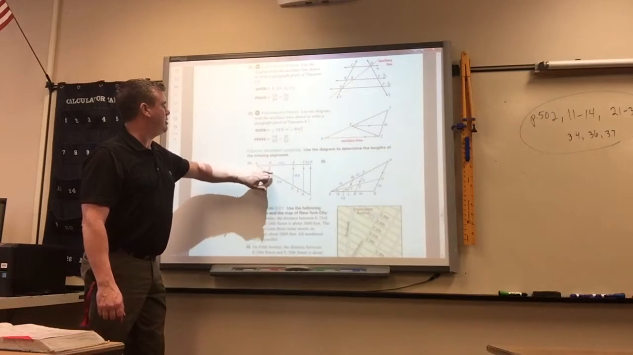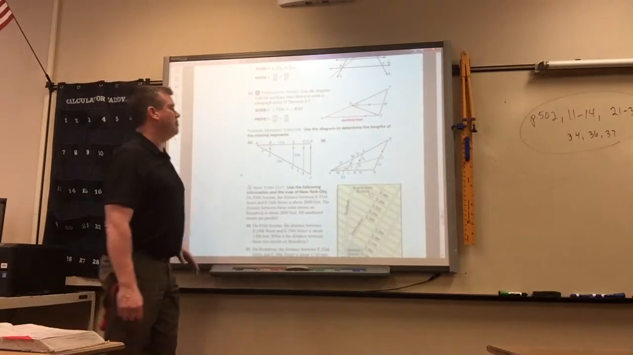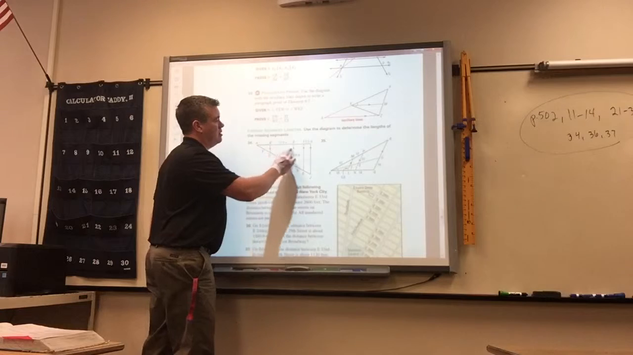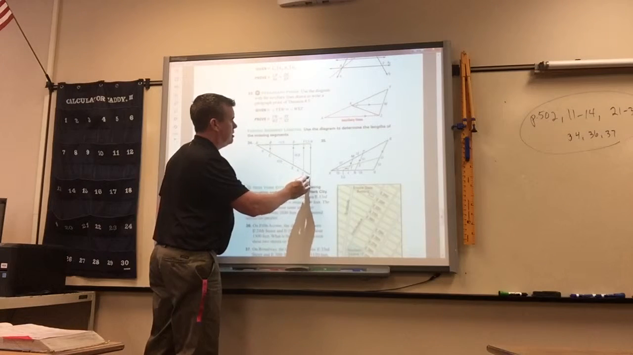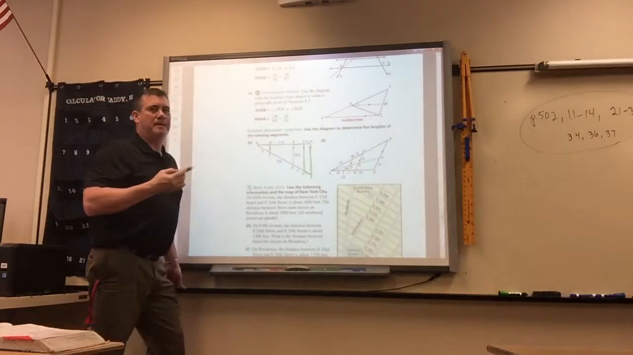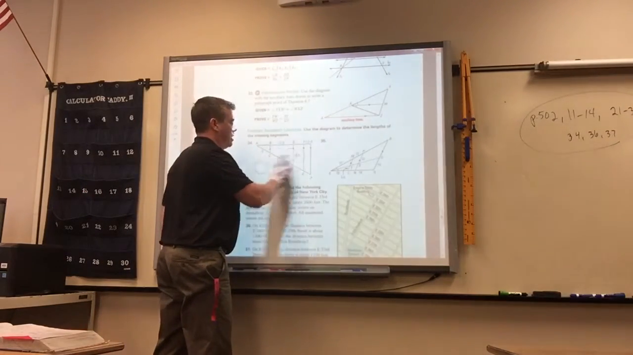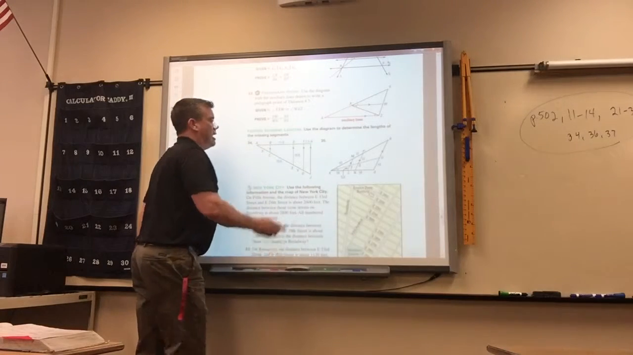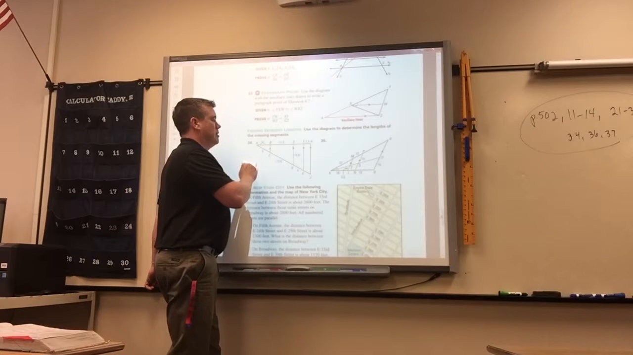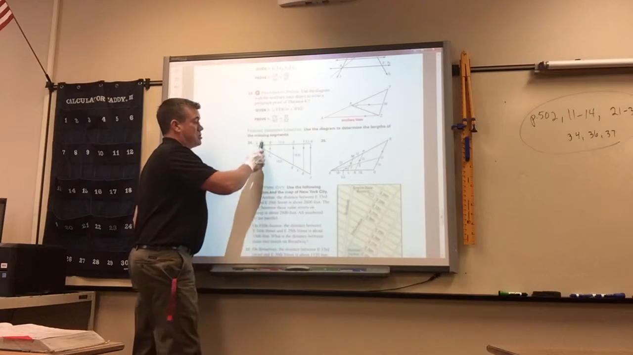This one right here, you got to do a piece at a time. You got to find all the missing lengths. Here, here, here, and this one, and this one. So you can only find certain things right away. Like, I've got to find this before I can find this. So this is an easy proportion.